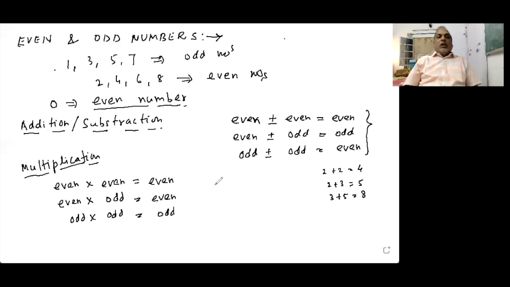This you can see: 2 into 2, it is 4. 2 into 3, it is 6. Even. And 3 into 5 is 15. Means odd. So this way, this works.